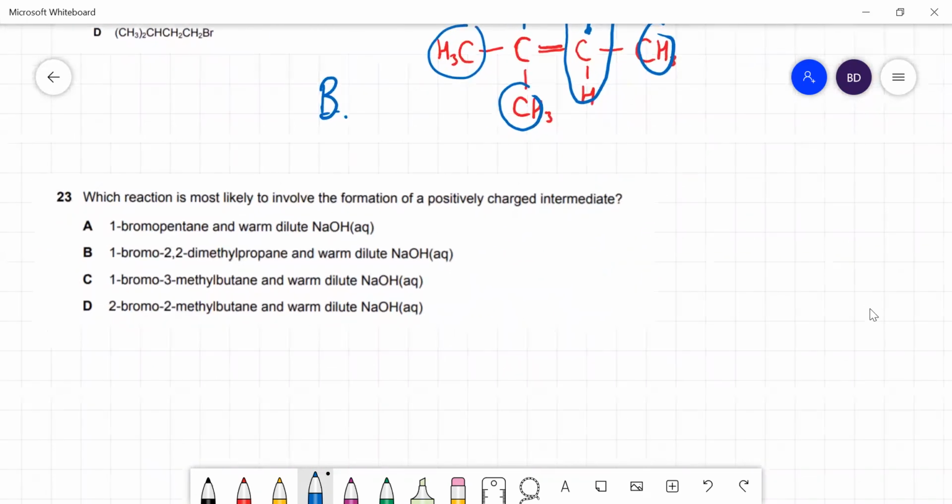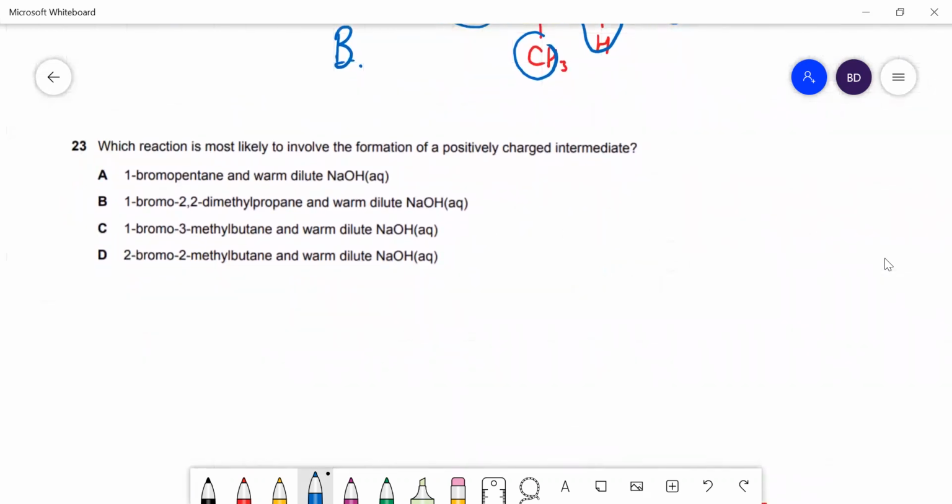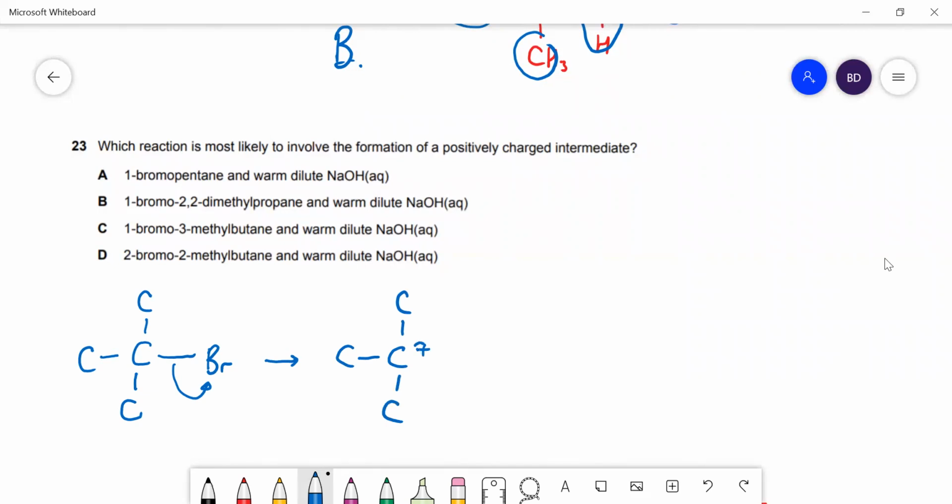23. Which reaction is most likely to involve the formation of a positively charged intermediate? Now, these are all haloalkanes reacting with OH minus, so they're nucleophilic substitution reactions. And if you remember, if it's tertiary, what tends to happen is that the bromine can be lost, and you can form a carbocation there, which is stabilized because you've got 3 alkyl groups around it.